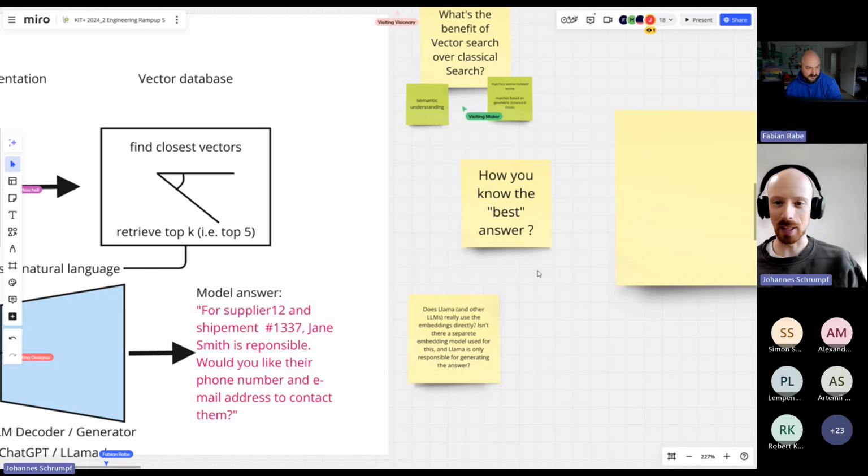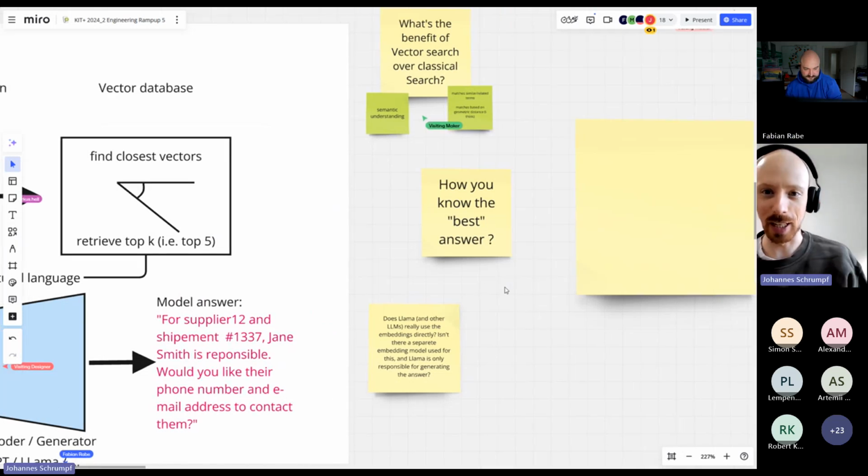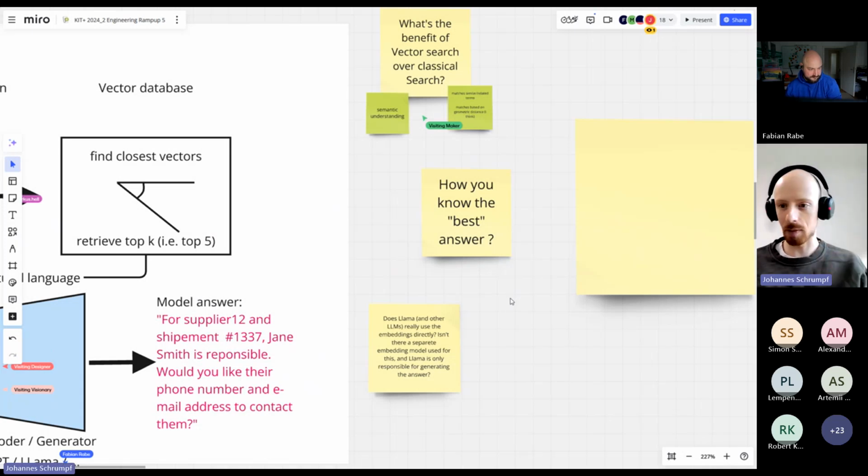Yeah, maybe somebody has an idea? Yeah, maybe somebody can add a sticky note. It's really good that we spend some time here because this is good to know and good to understand for the rest of today's workshop.